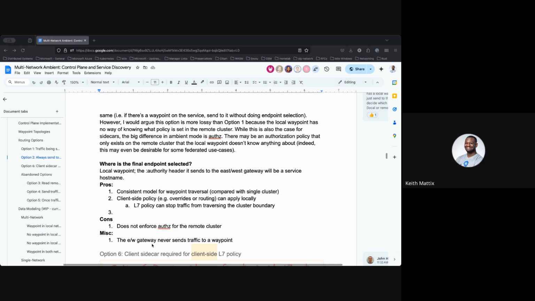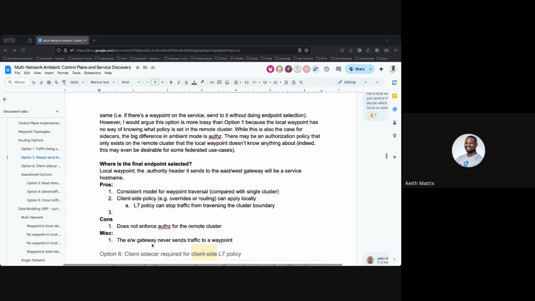Yes. So we're about to get to a third option, but first, two different options for how we send traffic to waypoints from the zTunnel. The first option is that zTunnel will send to the co-located waypoint depending on what endpoint it selects. So we defer waypoint resolution until after endpoint selection, and then we send to the waypoint that's co-located with the endpoint that we selected. That's option 1.